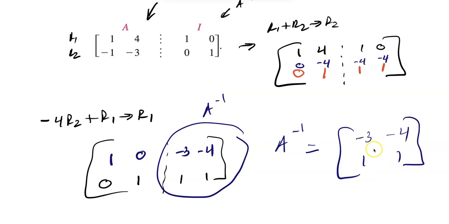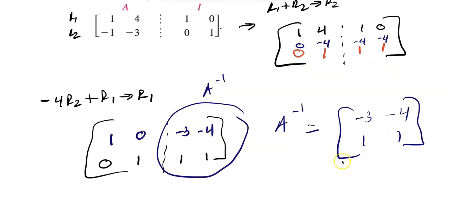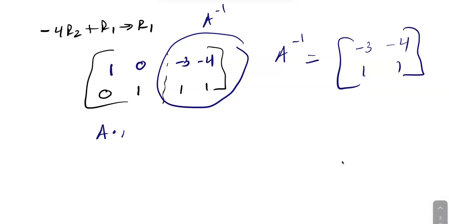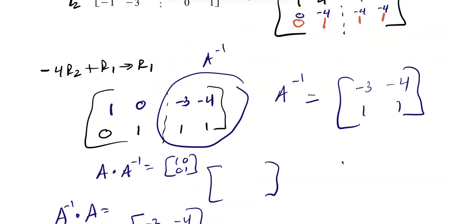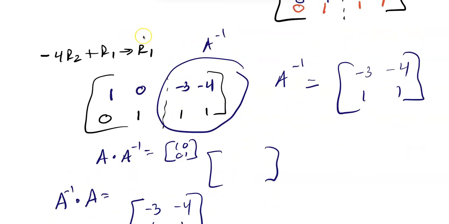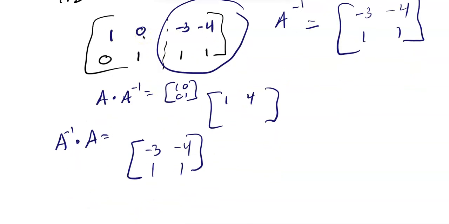Now if we want to check if this is actually the inverse, we could multiply them, right? So if I multiply my A times my inverse, I should get the identity matrix, 1, 0, 0, 1. And actually we're going to do that, but let's do A inverse times A, just to show you it doesn't matter which way you multiply them, you should still get the same thing. So we're going to do A inverse first. Then we'll multiply our original A, which is 1, 4, negative 1, negative 3. Like that. Let's multiply these two.